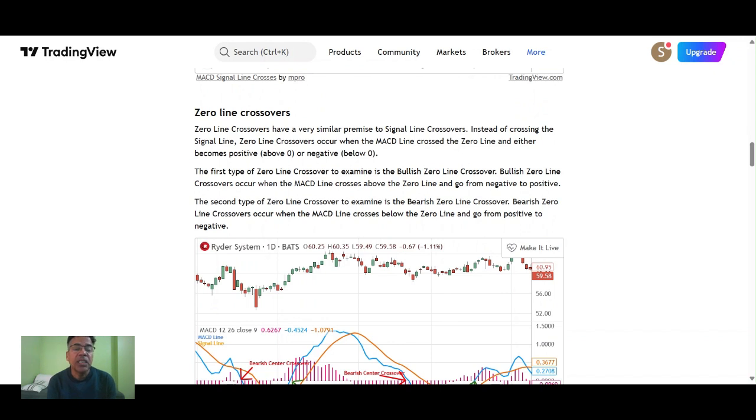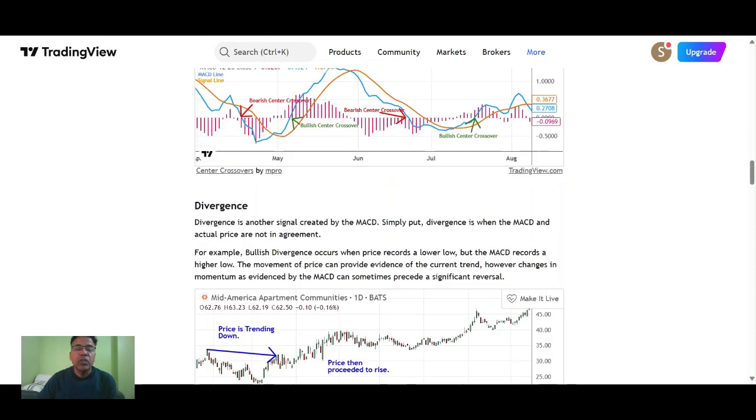positive. The second type of zero line crossover to be examined is the bearish zero line crossover. Bearish zero line crossovers occur when the MACD line crosses below the zero line and goes from positive to negative.